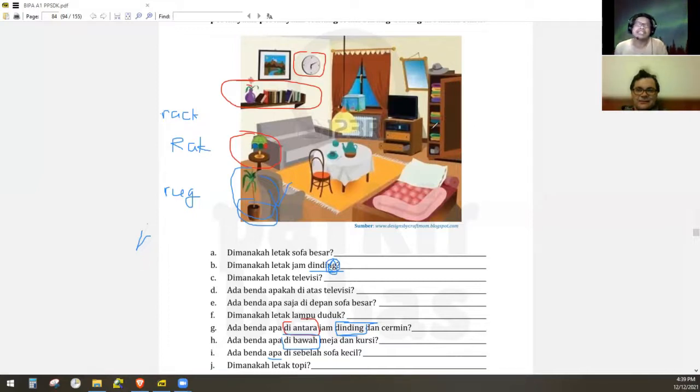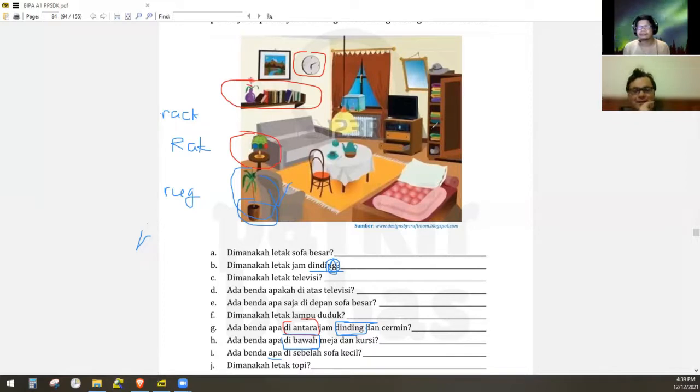Or we usually say rak TV. Rak TV. Wow. I don't know why. Yeah, we say rak TV. So rak TV is like anything to hold the TV. Oh, rak TV. Okay. Can be a table, can be like this one with the drawer. But in general, we say rak TV. So maybe that's confusing, but that's still fine though. We can still understand.